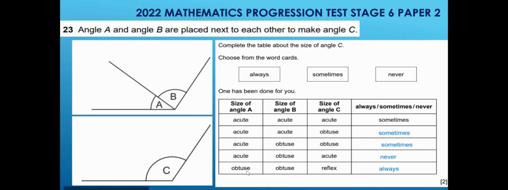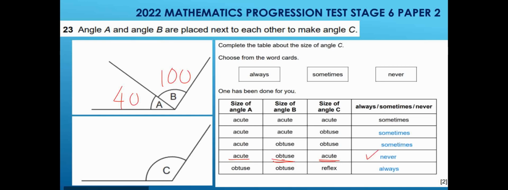Number 3, acute, obtuse, and acute. If A is 40, B obtuse is 100, it will never be acute because obtuse itself is greater than 90. So it will be never.